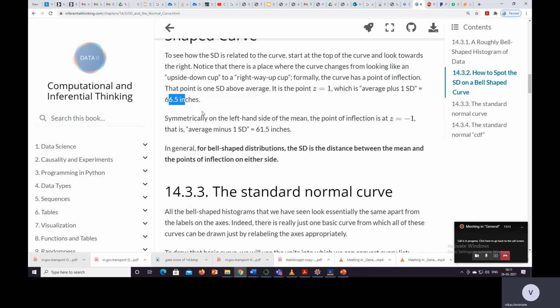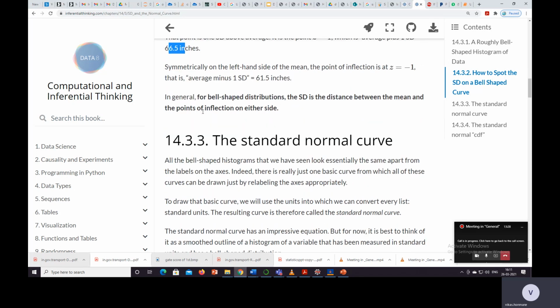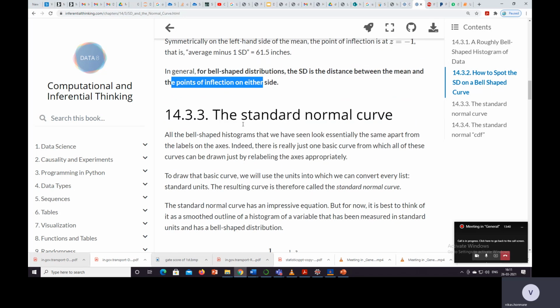Okay. So, in general, for a bell-shaped distribution, the standard deviation is the distance between the mean and the point of inflection on either side. Okay. So, we can see on bell-shaped distributions, the standard deviation is the distance between the mean and the point of inflection on either side, on the left hand side or on the right hand side. Okay, so that distance from the mean to the point of inflection is called the standard deviation.